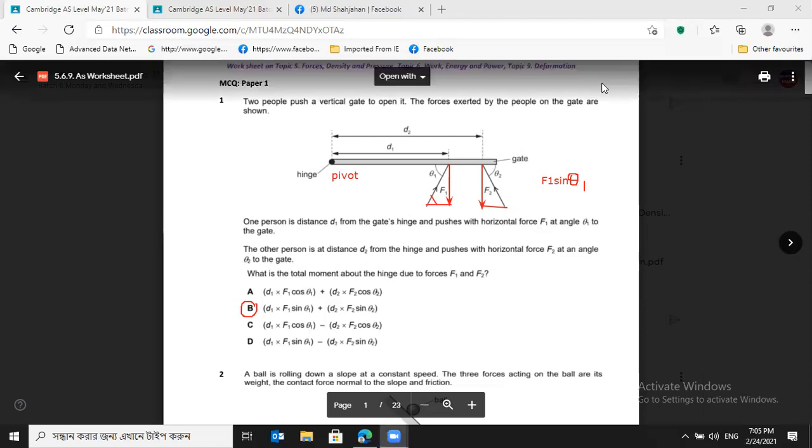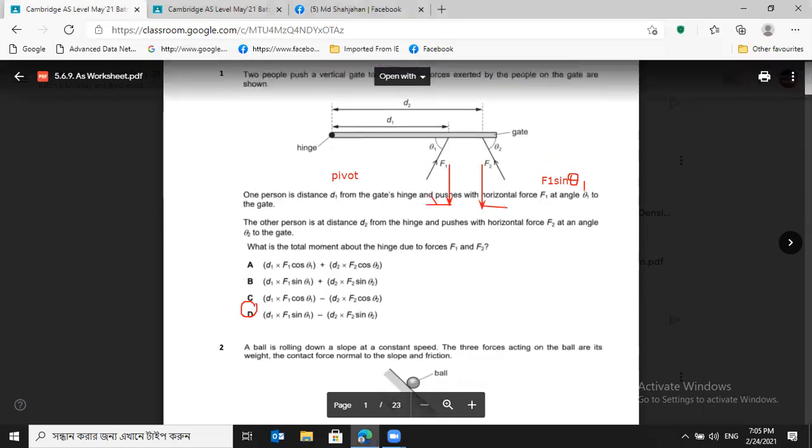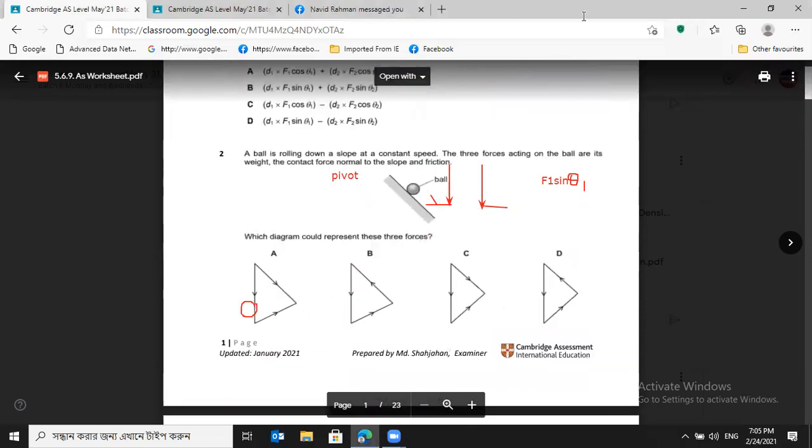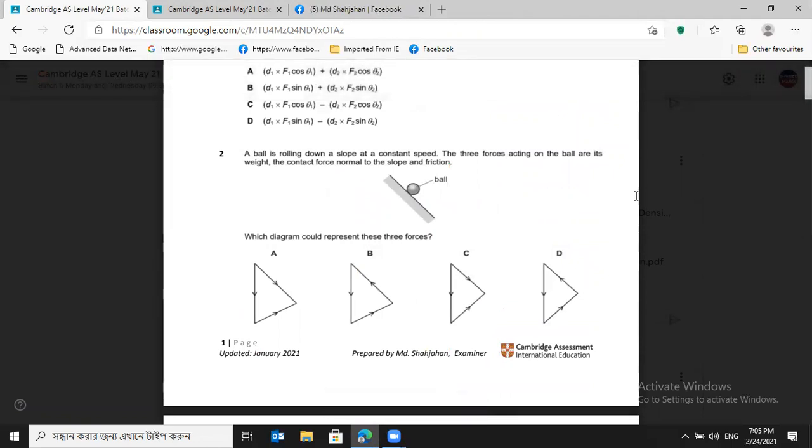Yeah, go to question number 2. So question number 2, did you get the answer? Sir, the answer should be A, right, sir? Answer should be A. Why? Because there are three forces. One is downwards, one is acting to the side, and one is upper.